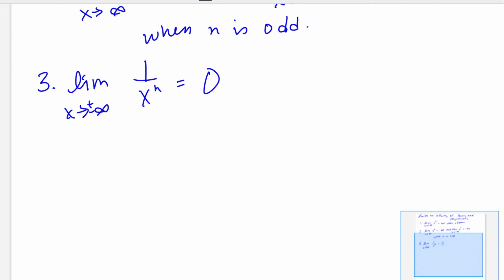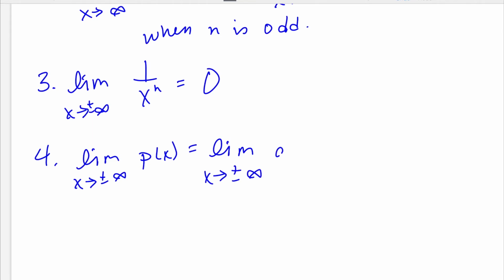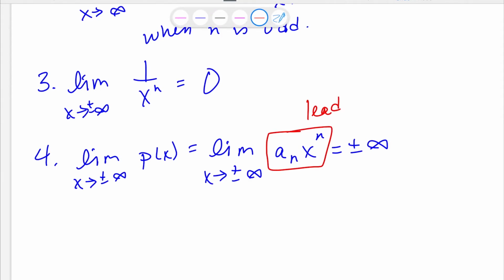All right? Okay. Here's our last one. I'm going to take the limit as x approaches either positive or negative infinity of a polynomial. All right? So I can look at that and say, as x approaches positive or negative infinity of a sub n x to the n is equal to positive or negative infinity. Here's the thing. This is lead behavior. So your highest exponent and the value in front of it. All right. It depends if you're going for positive or negative.